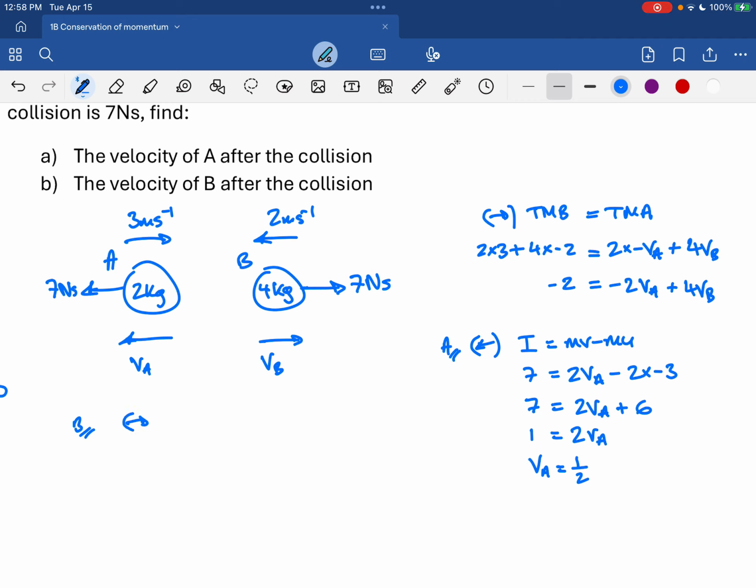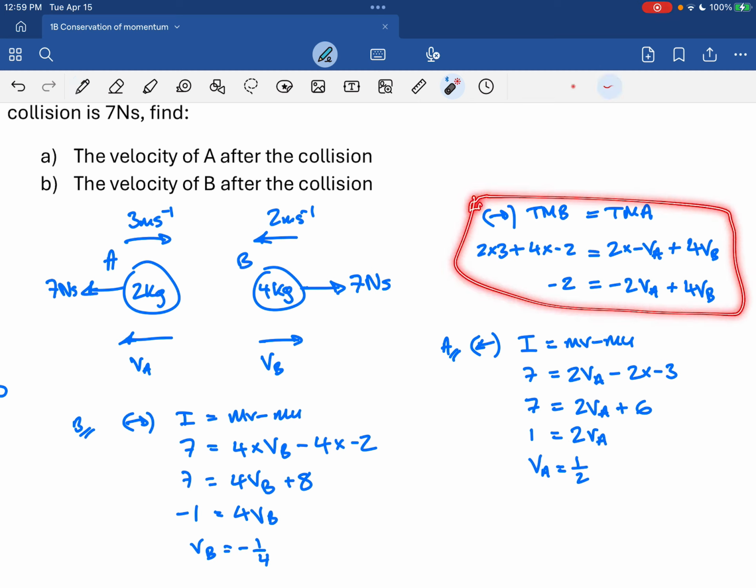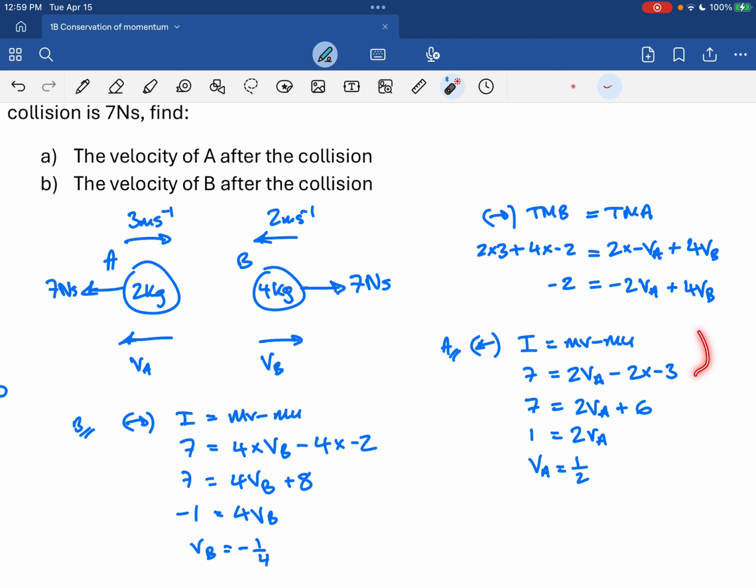I'm going to take right as positive because I know the impulse is right. So it just makes a bit more sense to take it that direction. Because then I can just put in a positive 7. So then this is 4 times the velocity of B minus 4 times negative 2. So we end up with the velocity of B being negative 1/4. So we've worked out the velocities of these 2 particles. As you can see, it wasn't necessary to have this. As I said before, you could have worked that out, then substituted into there to work out VB. But I've just done it by looking at the impulse of both particles.